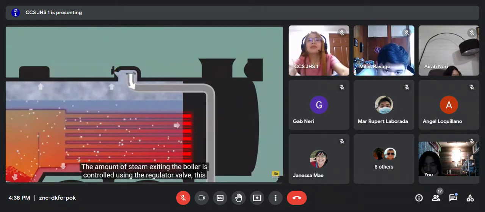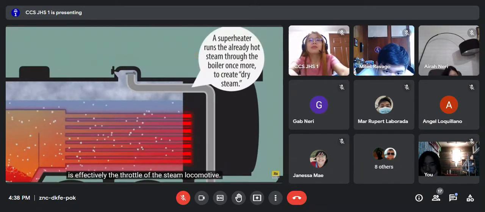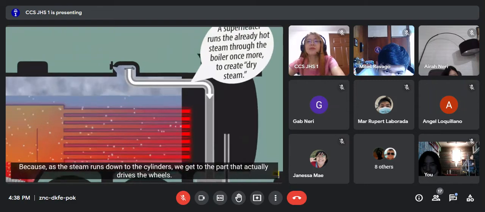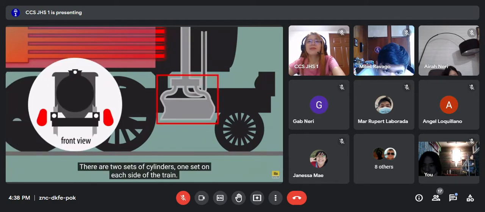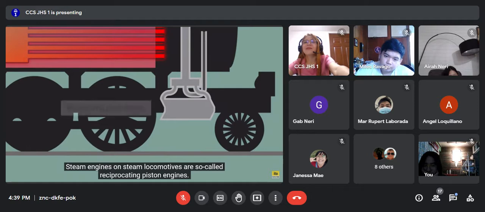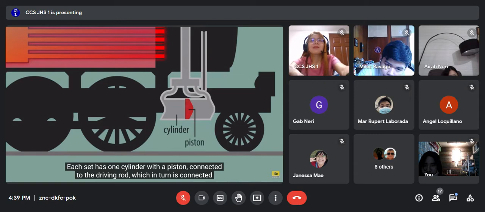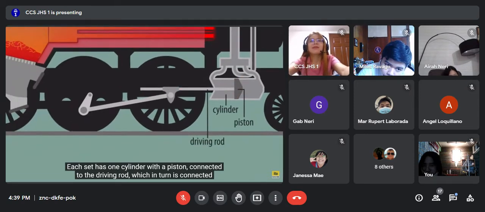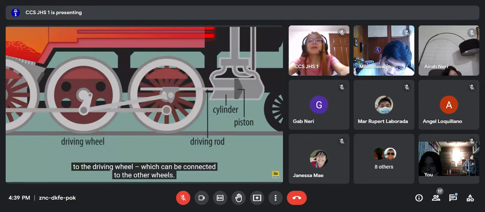The amount of steam exiting the boiler is controlled using the regulator valve. This is effectively the throttle of the steam locomotive. As the steam runs down to the cylinders, we get to the part that actually drives the wheels. There are two sets of cylinders, one set on each side of the train. Steam engines on steam locomotives are so-called reciprocating piston engines. Each set has one cylinder with a piston, connected to the driving rod, which in turn is connected to the driving wheel, which can be connected to the other wheels.